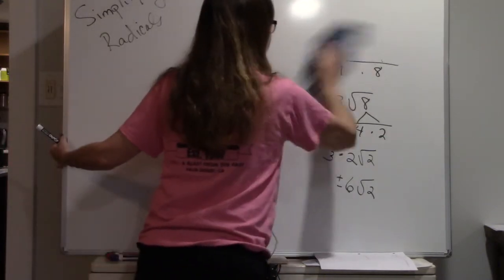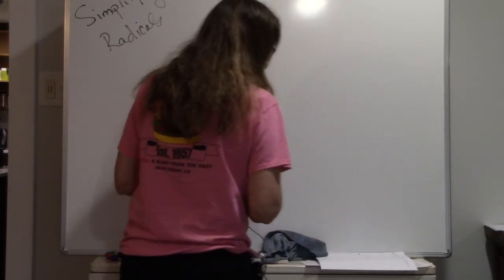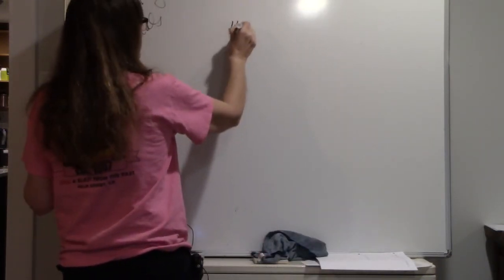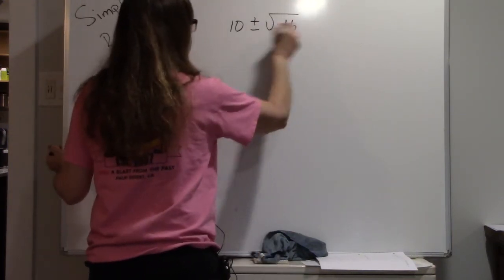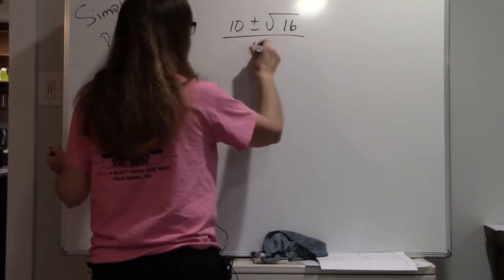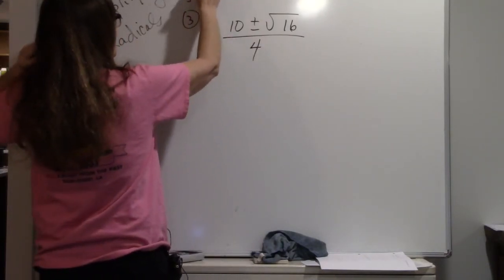So simplifying a radical is all about knowing your perfect squares. So let's try number 3. So this is 10 plus or minus the square root of 16 all over 4. This is number 3 on page 61.